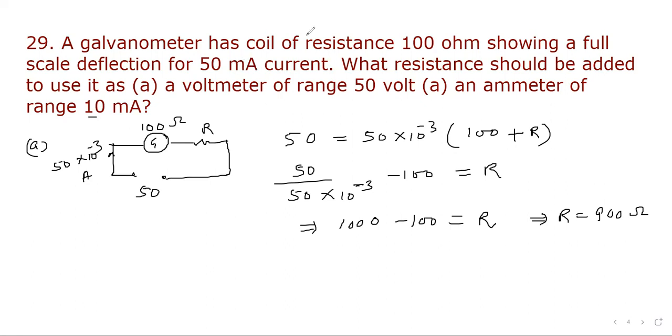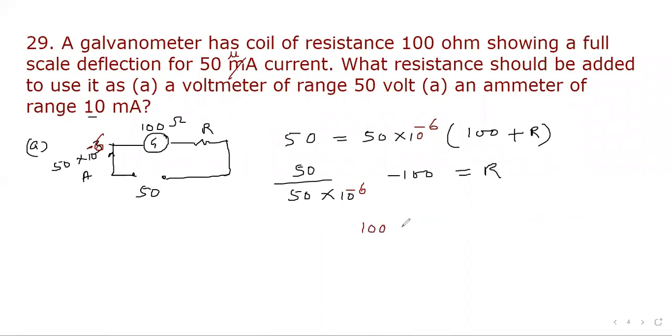So let's make corrections. In place of this, here we will use mu. When we use mu, the necessary changes will be like this. Here, in place of 10 power minus 3, we have to write 10 power minus 6. So this term will also change to 10 power minus 6. There is a complete change. So this will become 10 power 6 minus 100 equal to R, which is roughly equal to 10 power 6 ohm.